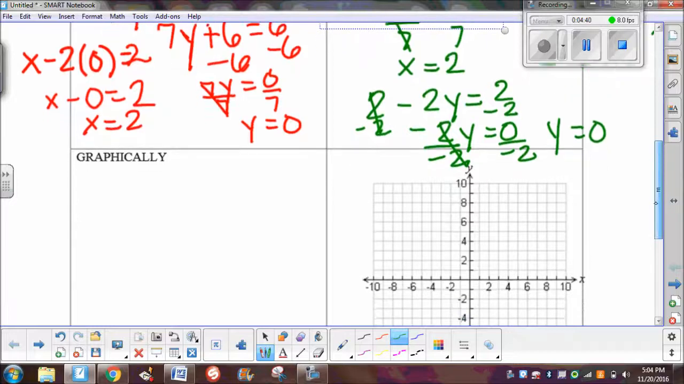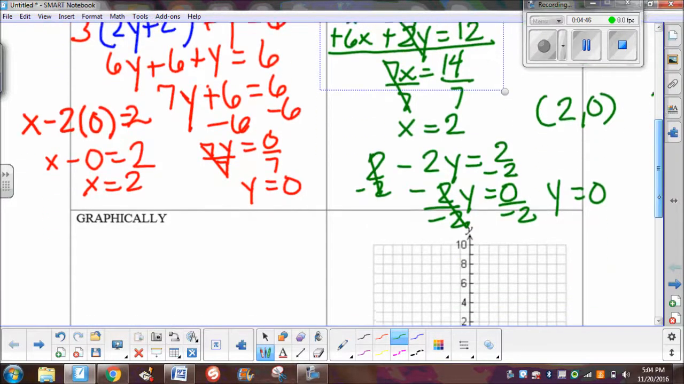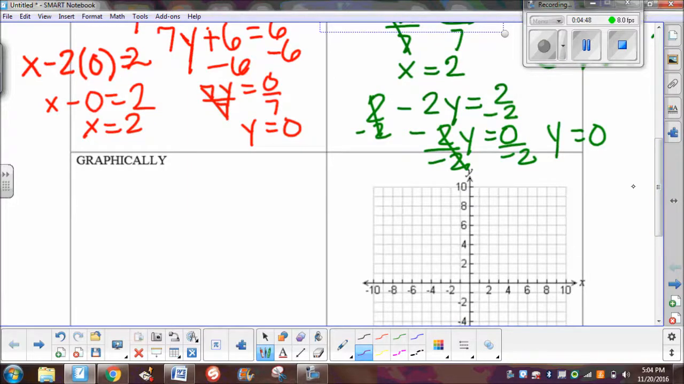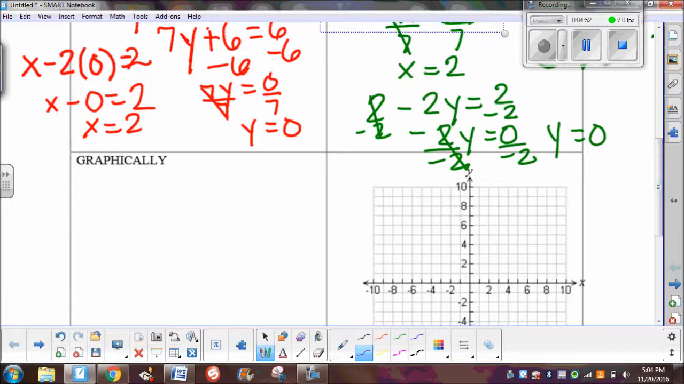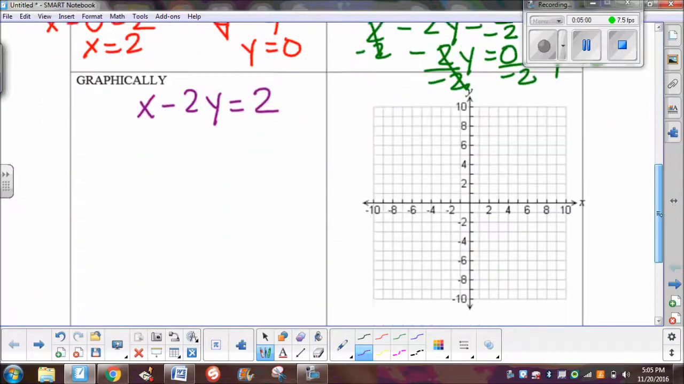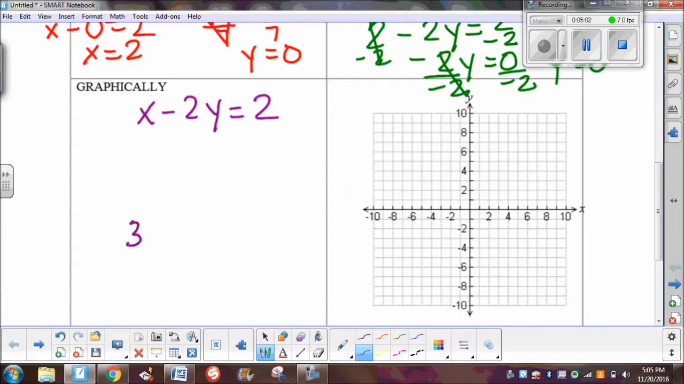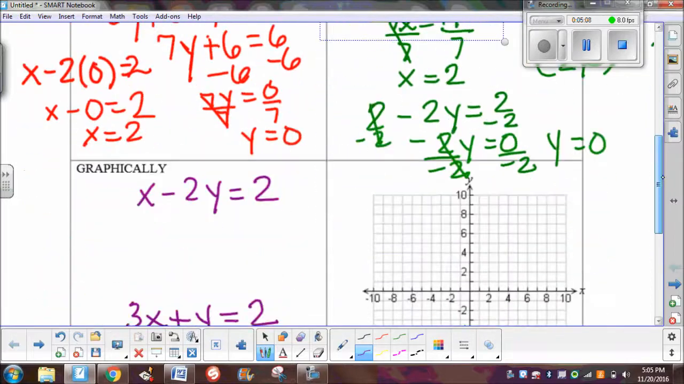Good so far. Now let's take, again, the same system, and let's solve it graphically. So I'm going to rewrite my system, which is x minus 2y equals 2. I'm going to spread them out a little bit because when we solve them graphically, we've got to isolate y. Let's just make sure I have them written down correctly.